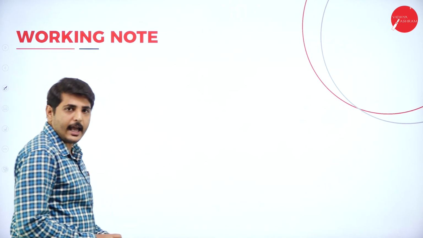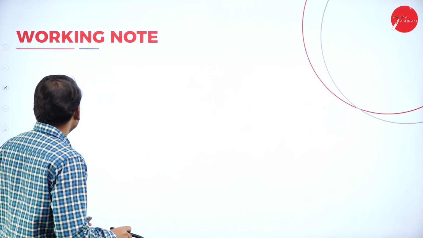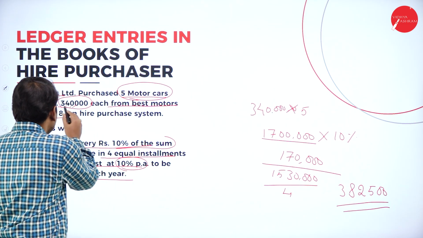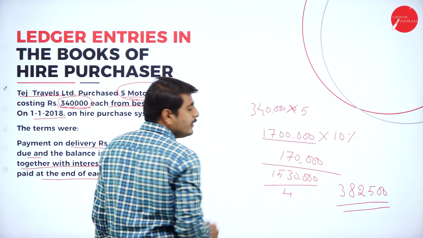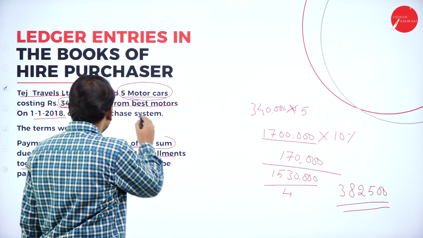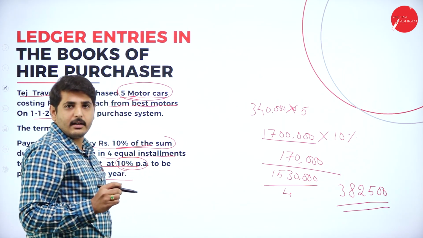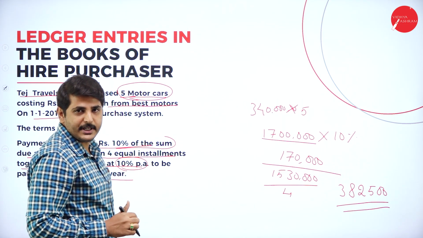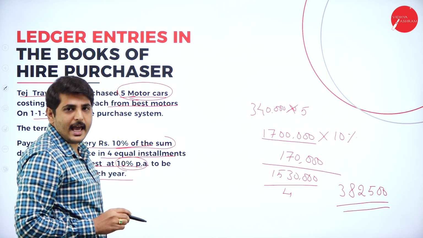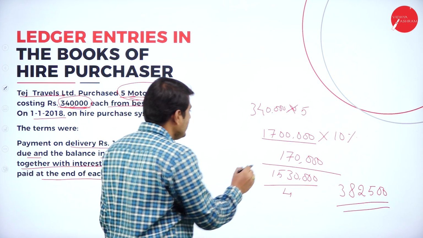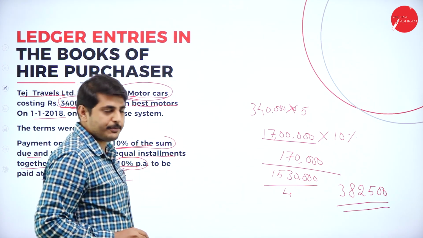This is the working note. Let's prepare. See, what is the cash price of the asset? See, you have calculated 3,40,000 for each car. So if you multiply by 5 motor cars, how many cars are we purchasing? 5 cars we are purchasing. What is the value of each car? 3,40,000. It will become 70 lakh is the cash price.